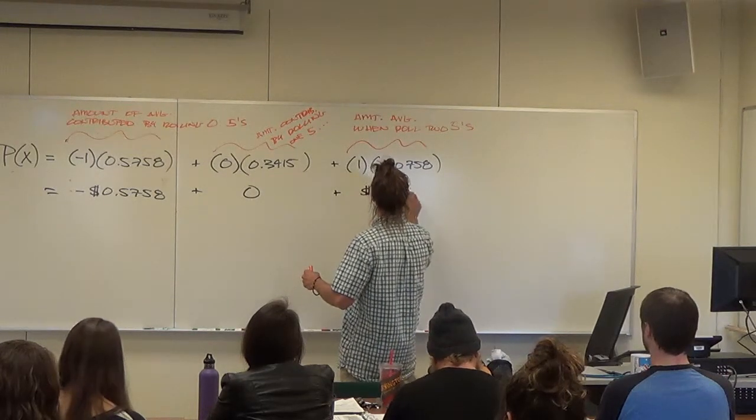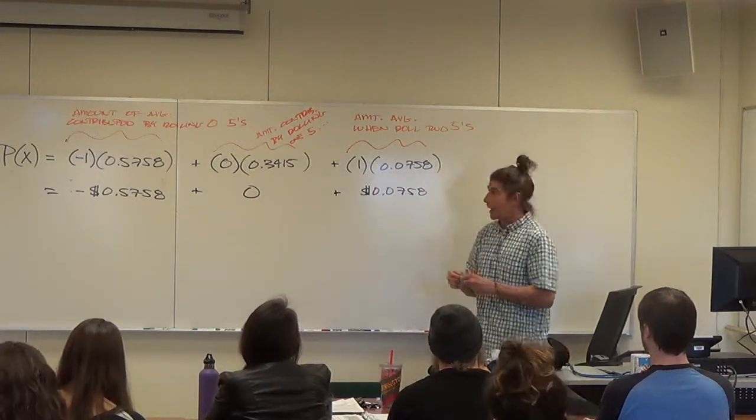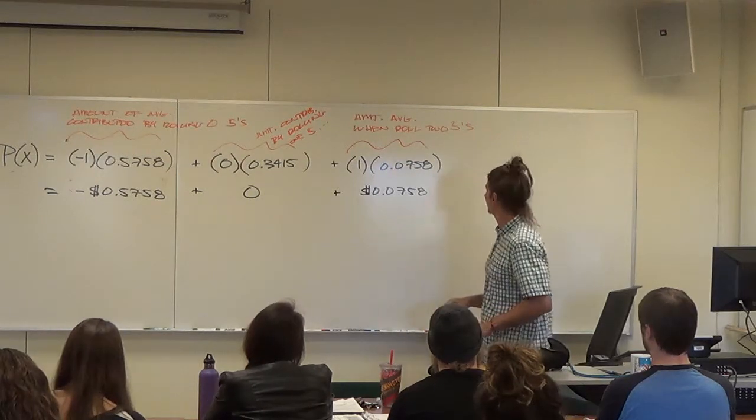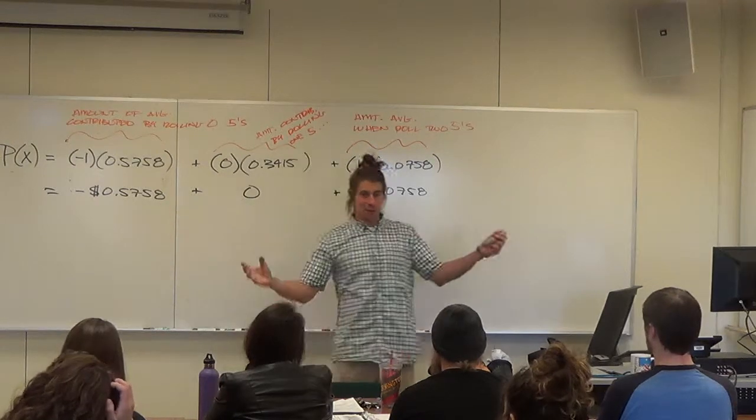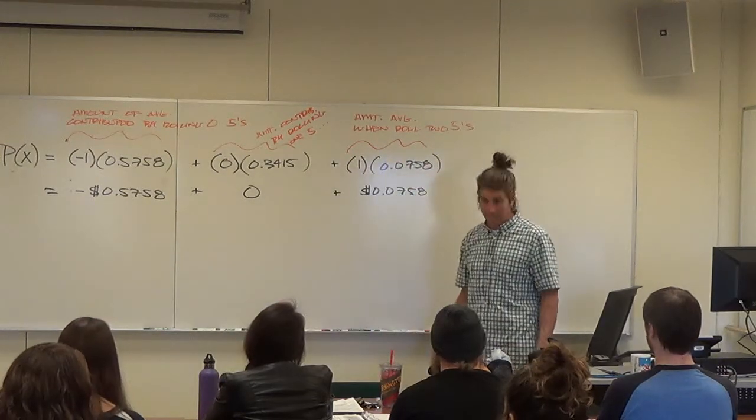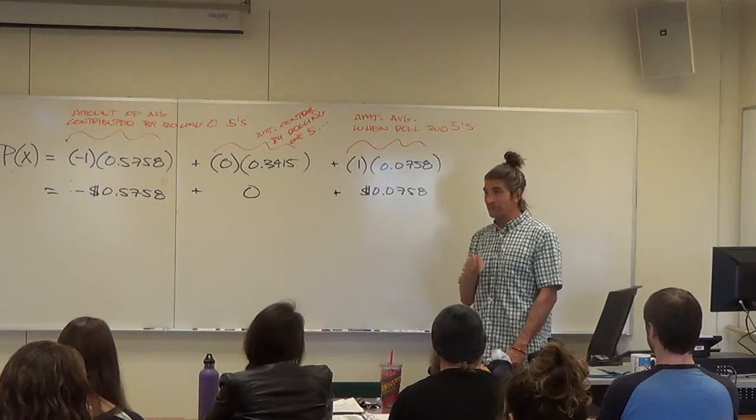Right? 0.0758 cents. So now what's happened is, this is actually kind of clever. This exactly cancels 758 over here. So now you're down to a net loss of exactly 50 cents. So you're in the hole 50 cents.